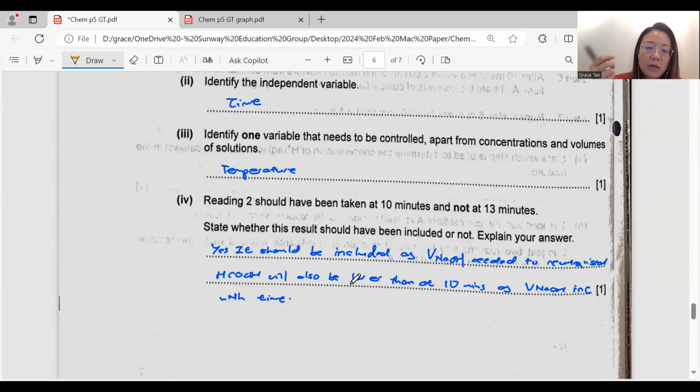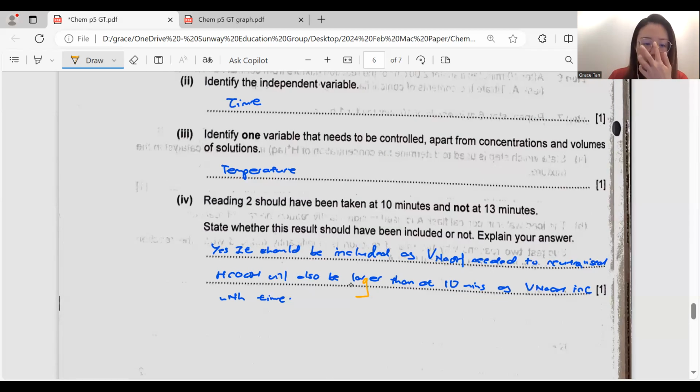State whether this result should have been included or not. Explain your answer. To me, it's a yes. It should be included, as the volume of NaOH needed to neutralize the methanoic acid will also be larger than that of 10 minutes. Because at 10 minutes, you have less methanoic acid, so less NaOH required to neutralize it. At 30 minutes, more methanoic acid is formed, so more NaOH is required to neutralize. So they will increase accordingly.